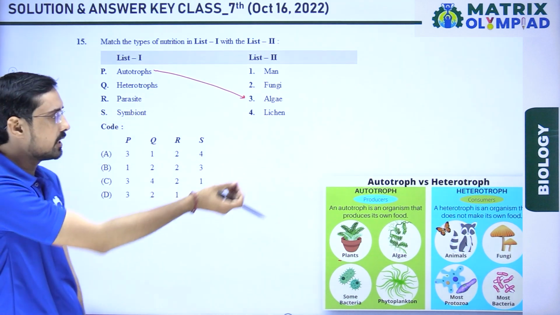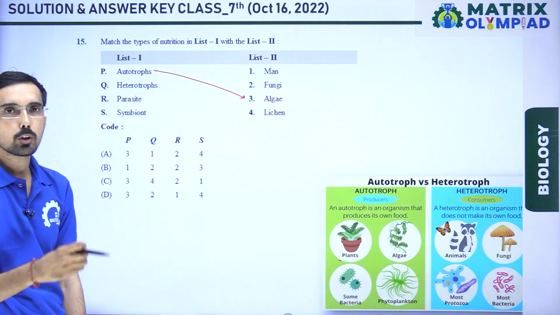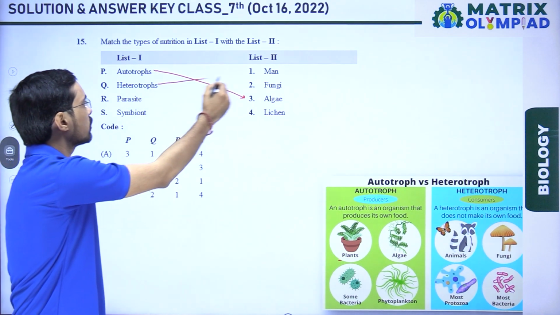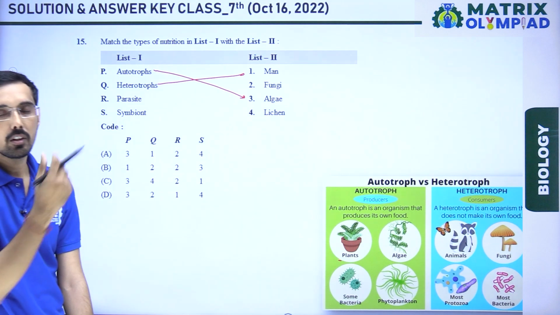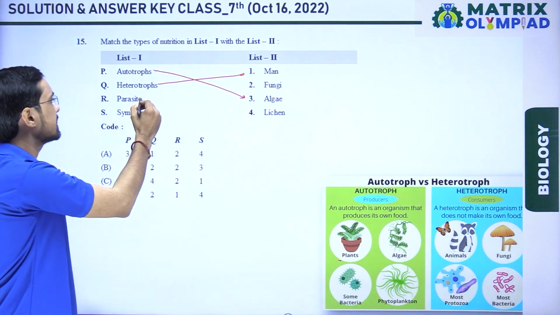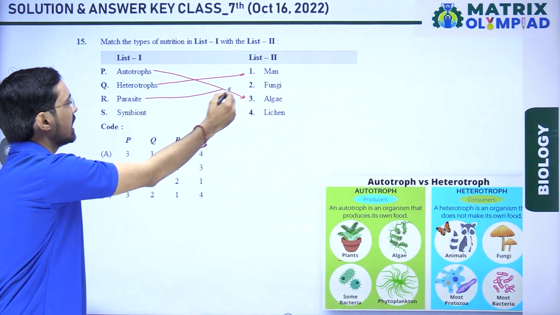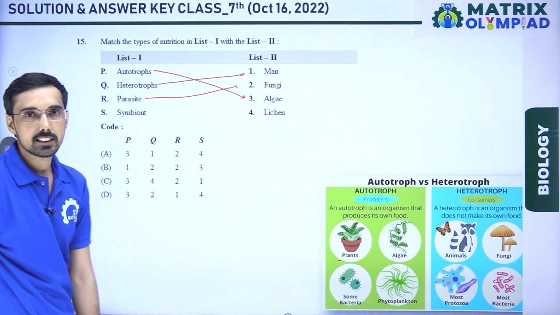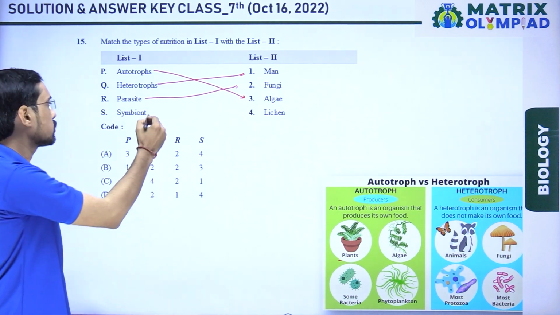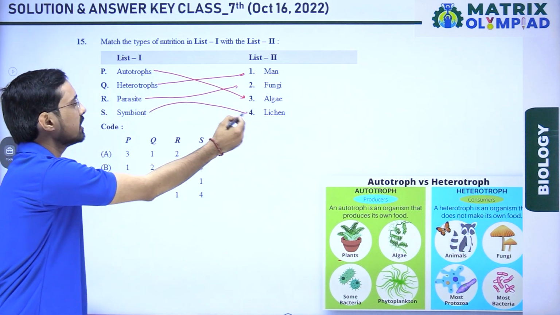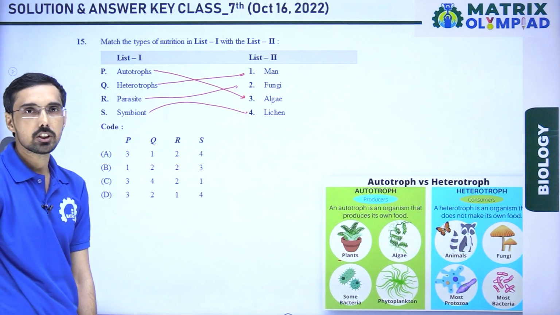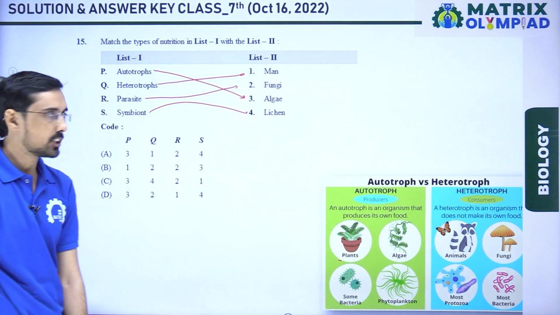Second, heterotrophs. Heterotrophs are organisms that are dependent on autotrophs for their food. As we all know, human beings are dependent on plants and animals for their food. Next is parasite. As we know, fungi are parasites and cause diseases like ringworm. And last one is symbiotic. Symbiotic is an association in which both plants and animals help each other in providing nutrition.